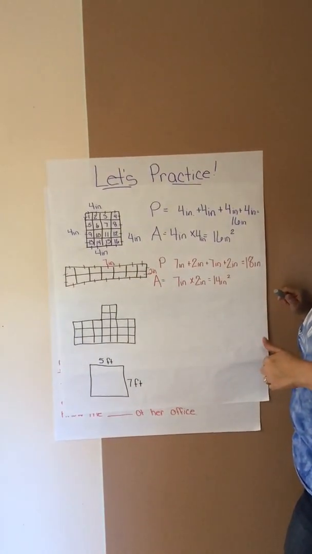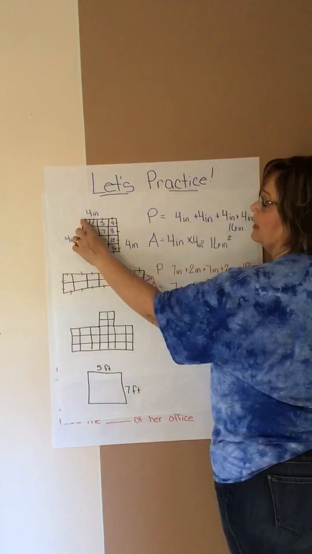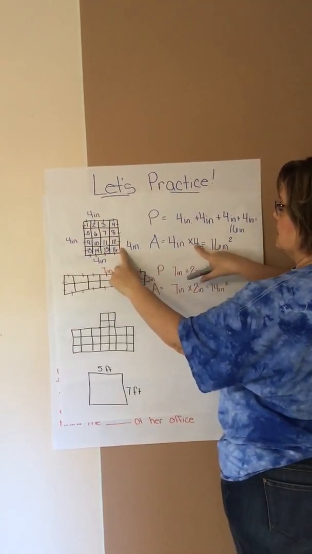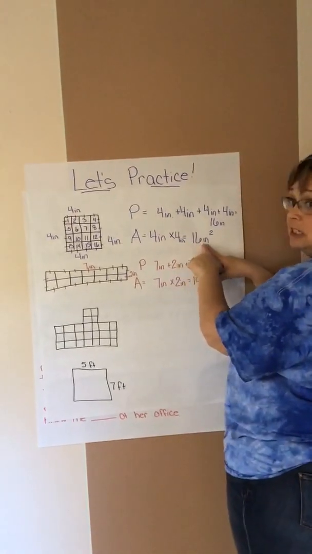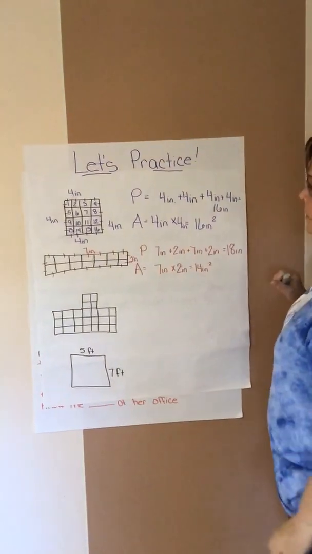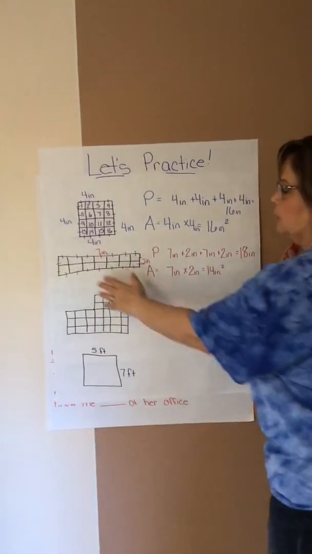The easier way to do that is to do length times width. 4 inches times 4 inches equals 16 inches squared. Don't forget about our little square. Okay, let's look at our rectangle.